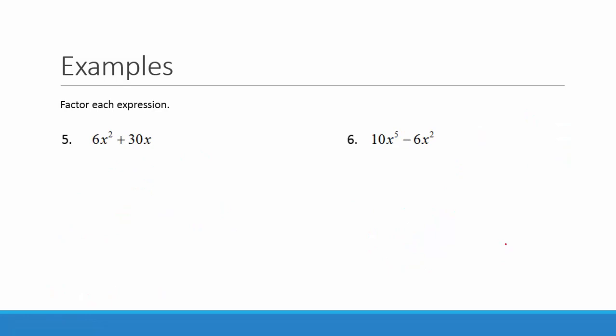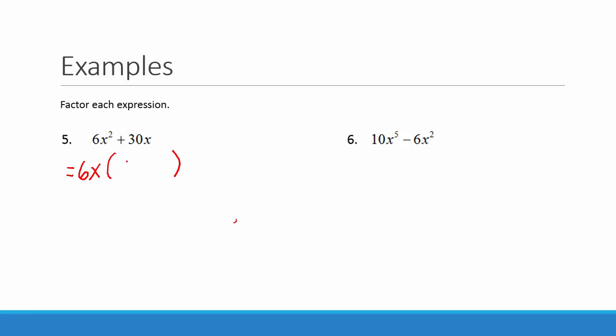In this problem, we have a greatest common factor that is going to have a number other than 1 and an x. Notice we have coefficients of 6 and 30. The greatest common factor of 6 and 30 is going to be 6. So let's write that outside of the parentheses. We also see that both terms contain an x. So let's put that x outside of the parentheses as well.